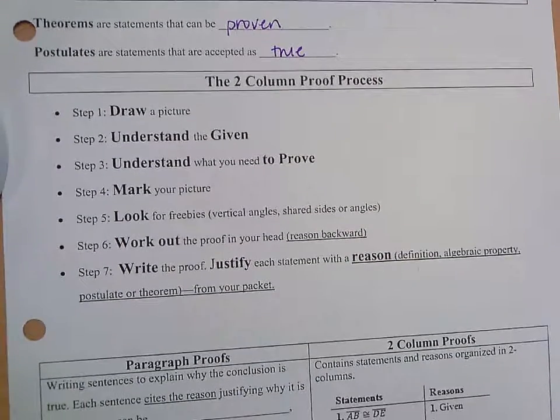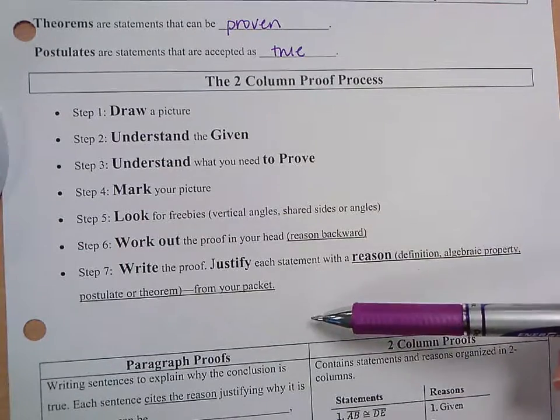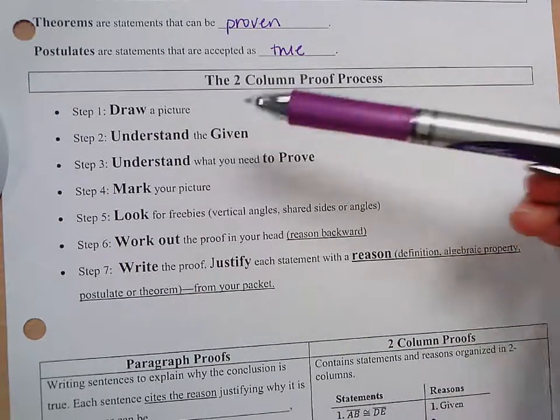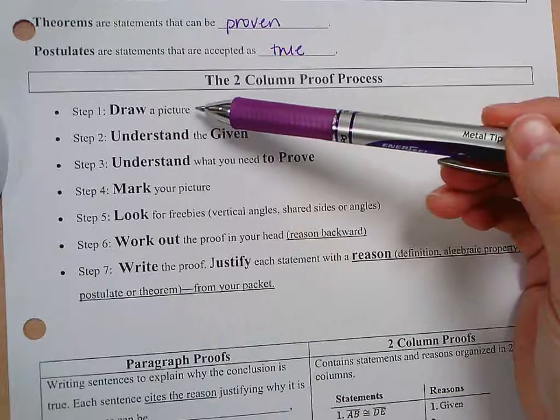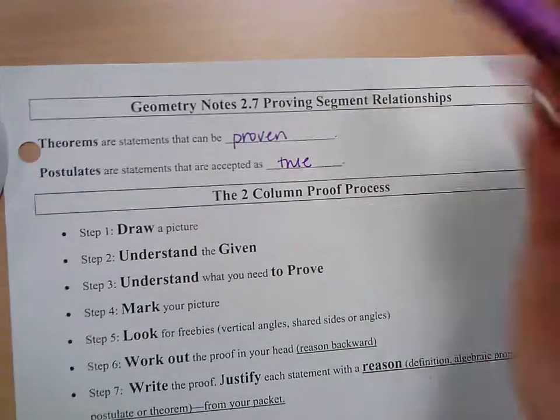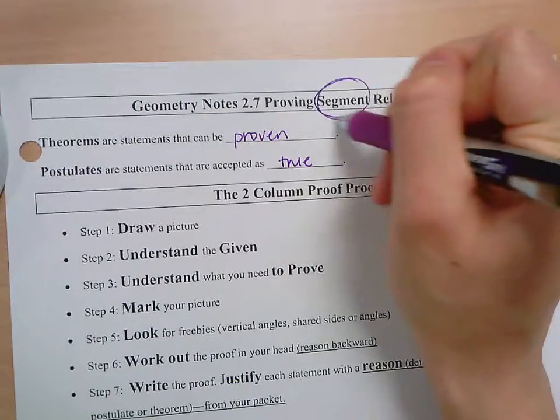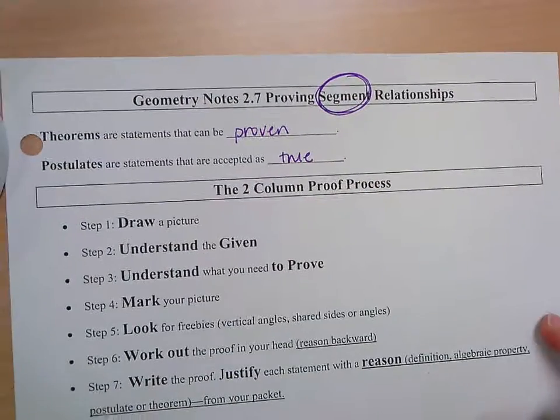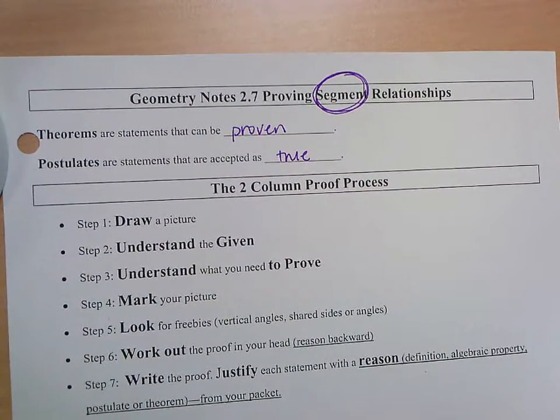And we had looked at a lot of postulates dealing with points, lines, and planes just based off of the definitions of those three. This is the two-column proof process we'll be working through. So as we work through these, step one, if a picture is not given to you, and the proofs we're working through today are with segments, so that's helpful too, is knowing, am I drawing a segment? What am I drawing? So you should always know what your proof is about. We'll be doing proofs with segments today.